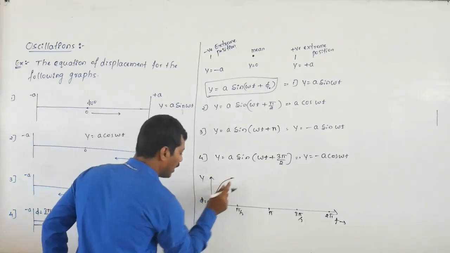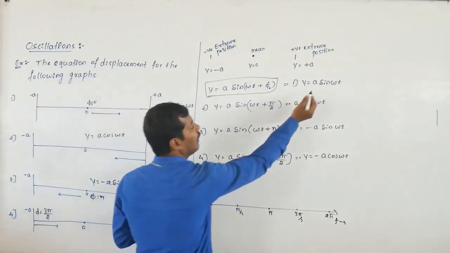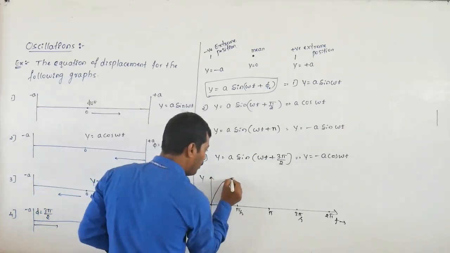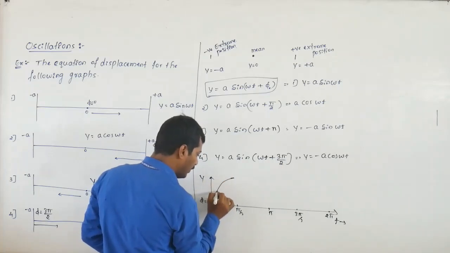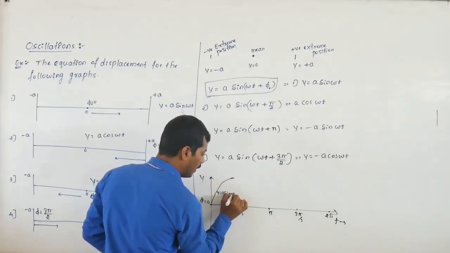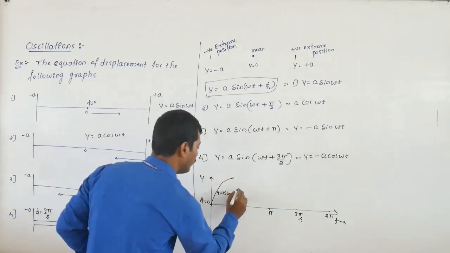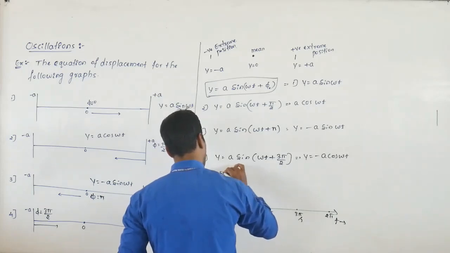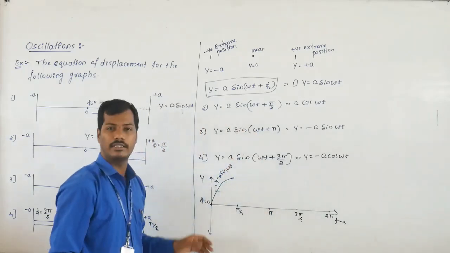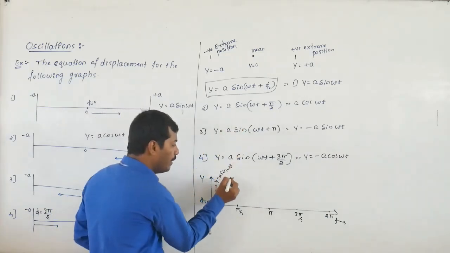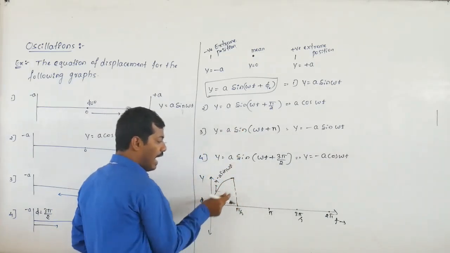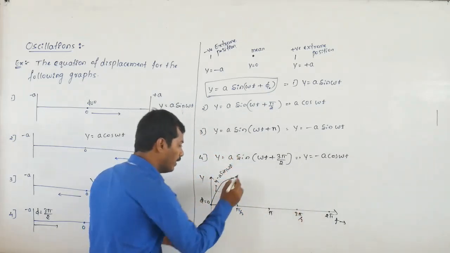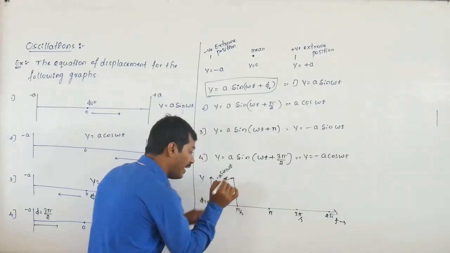Starting from here, the equation will become like this. When it starts from the mean position up to here, its equation is y is equal to a into sine of omega t. I'll write it out of that graph: y is equal to a sine omega t. When it starts from its extreme position, above the time axis, it is positive. Here y is equal to plus a.